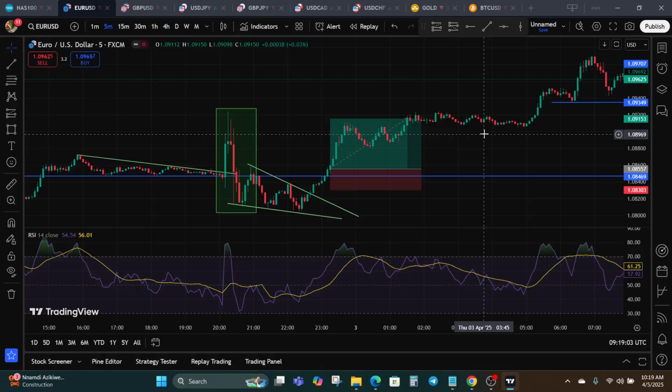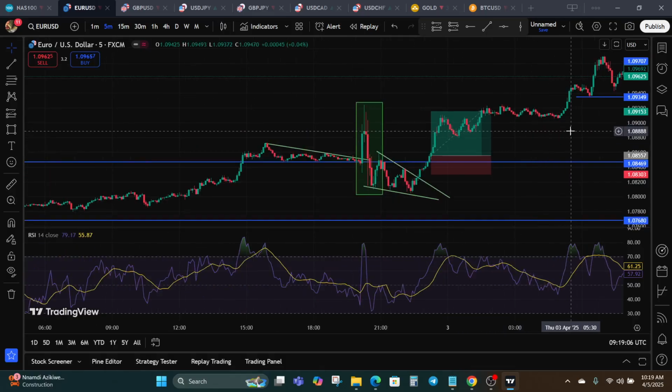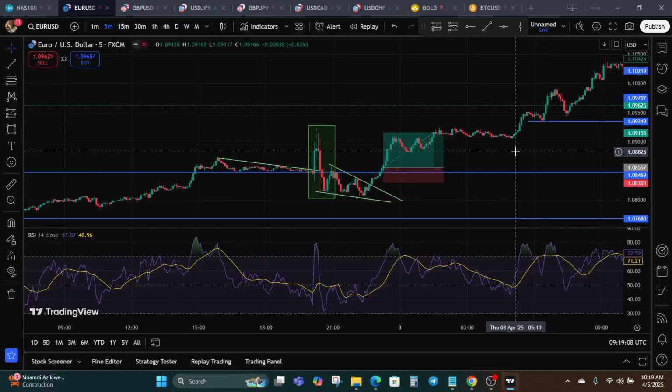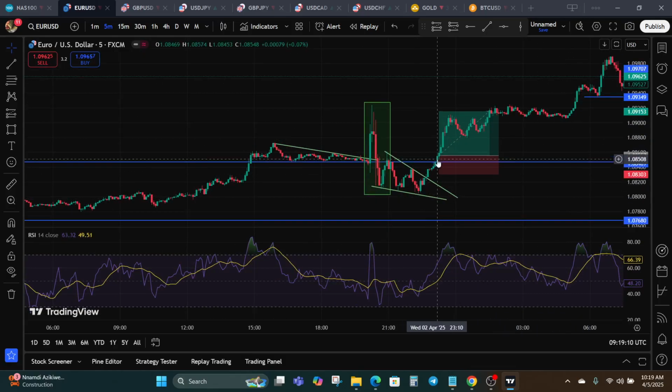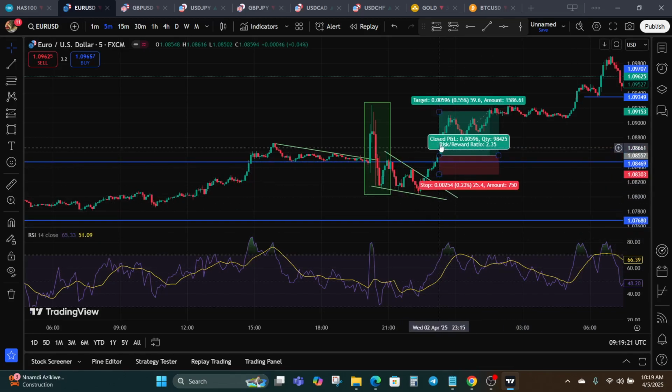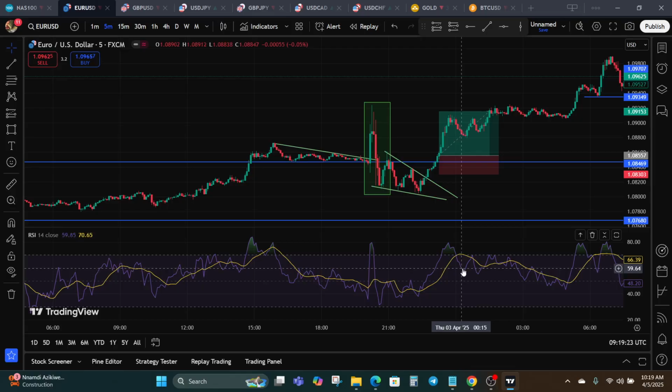So let's quickly recap. Make sure to mark your key zones on higher time frames. Then you watch for breakouts on the 5-minute chart. You confirm the breakout with price action or indicators. Better still, confirm with both price action and indicators. Then make sure that you trade during London or New York sessions for the best results, because you want to trade during sessions when there is liquidity and volume.